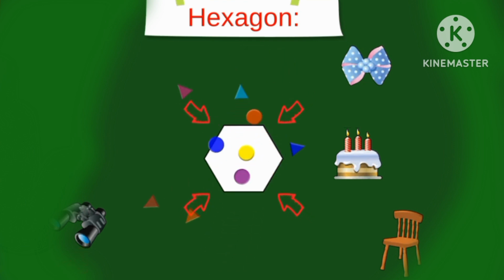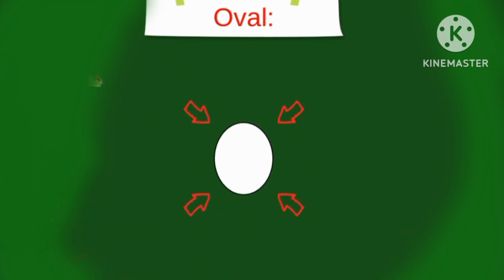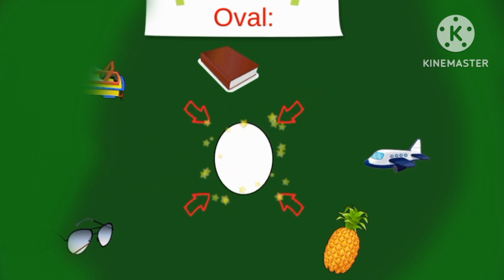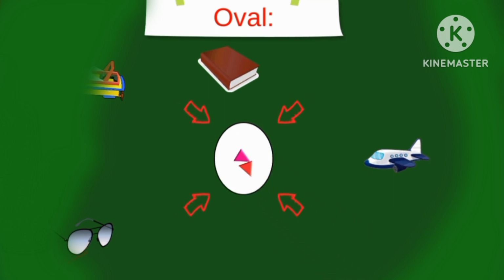Face is hexagon. Hexagon. Oval. The mirror is oval. The kiwi is oval. The watermelon is oval. The pineapple is oval.